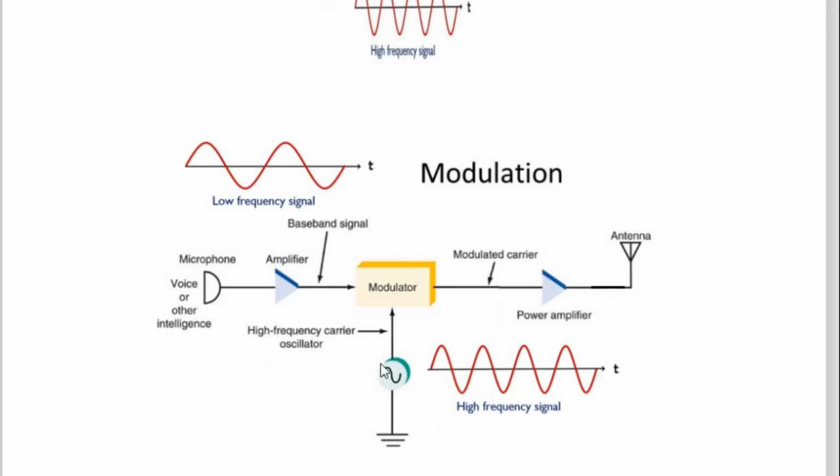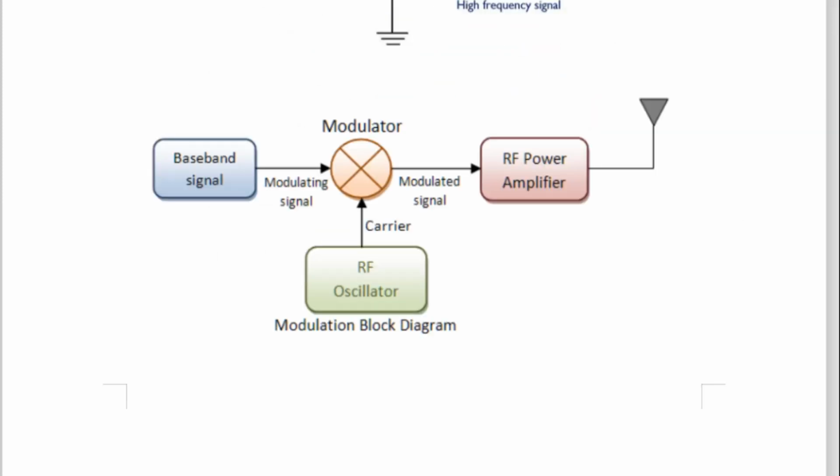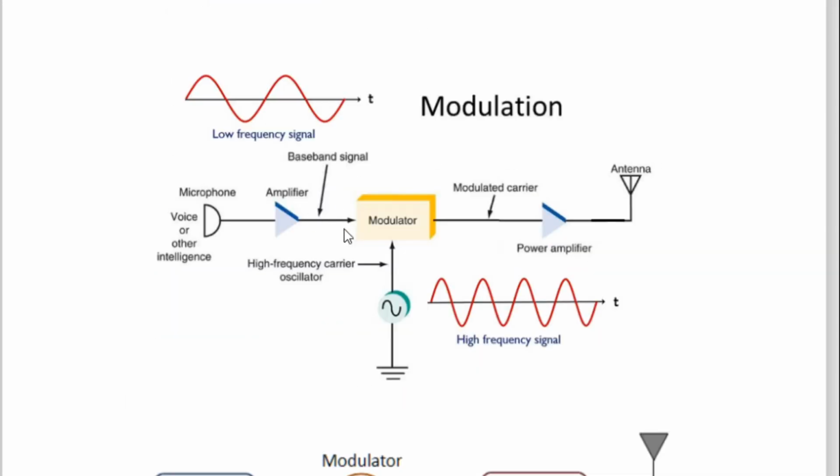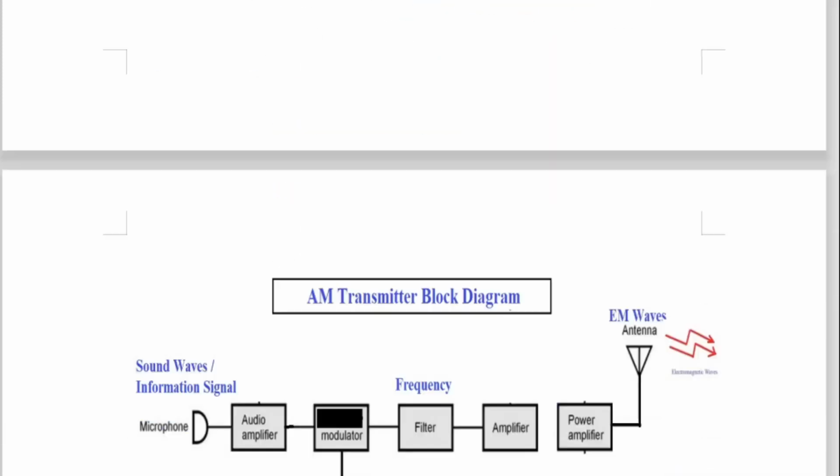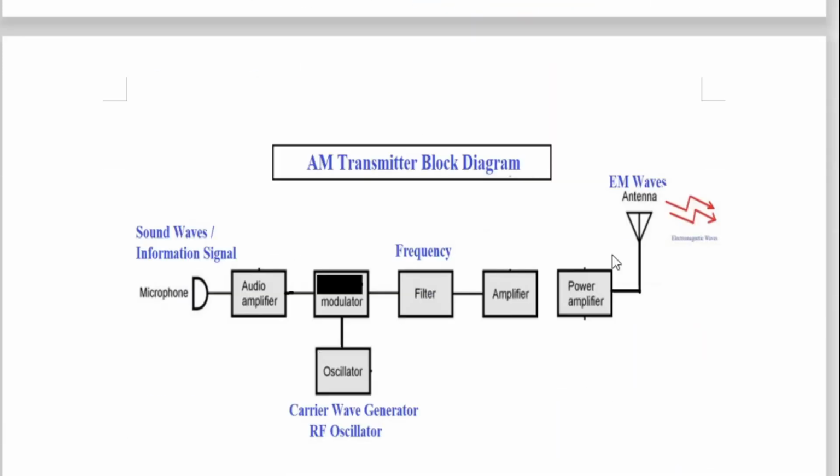So now this sine wave block we are just replacing by the RF oscillator. So it is so simple. But now we will not draw the circuits like this every time. We will draw the block diagram. So here is the AM transmitter block diagram. So this is the AM transmitter's block diagram.